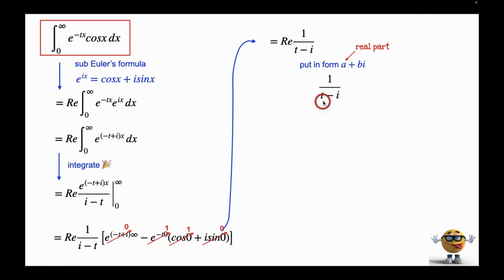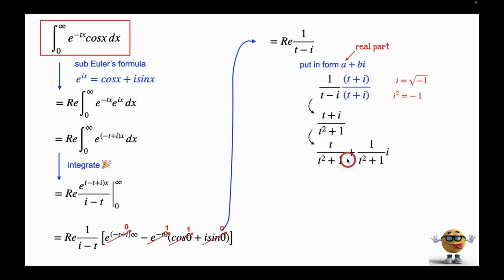So to get this into the real form, we need to get rid of the denominator. And to do that, we're going to multiply the top and bottom by the conjugate. And knowing that i equals the square root of negative 1, so that i squared equals negative 1, if you expand and simplify this, we get (t plus i) divided by t squared plus 1. You can pause the video just to verify if you like.